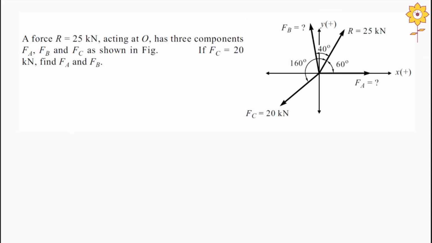In this video, we'll solve another problem on that condition and we'll try to find out some values of FA and FB. So in this problem, they have given some 3 forces and they have given the resultant as well. So we have to find out two forces, that is FA and FB.